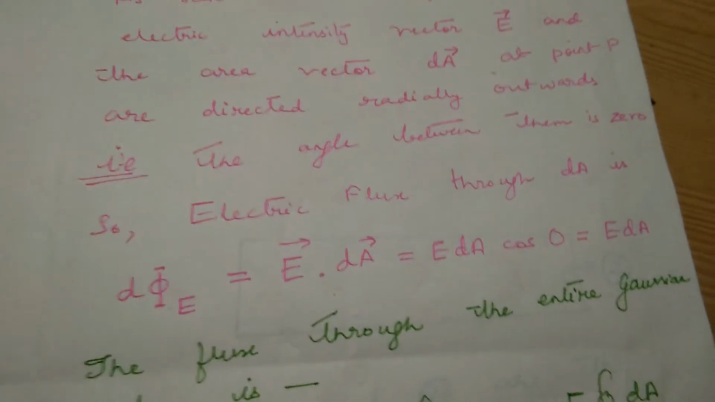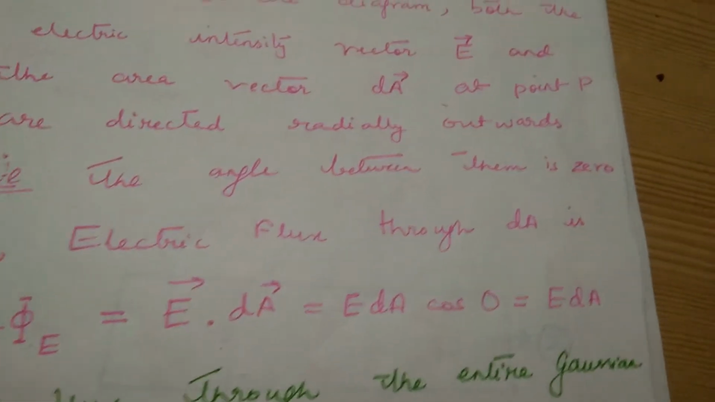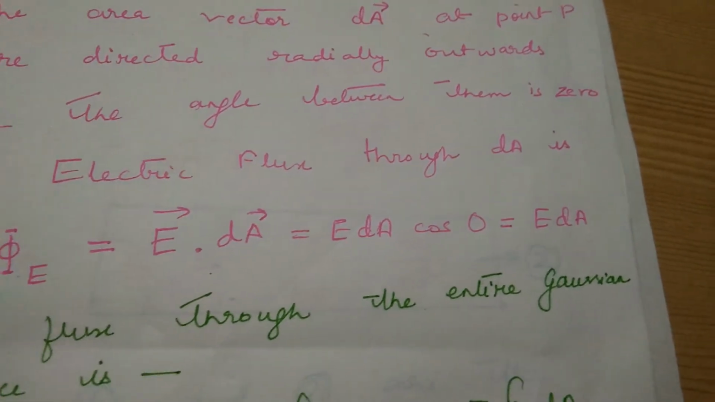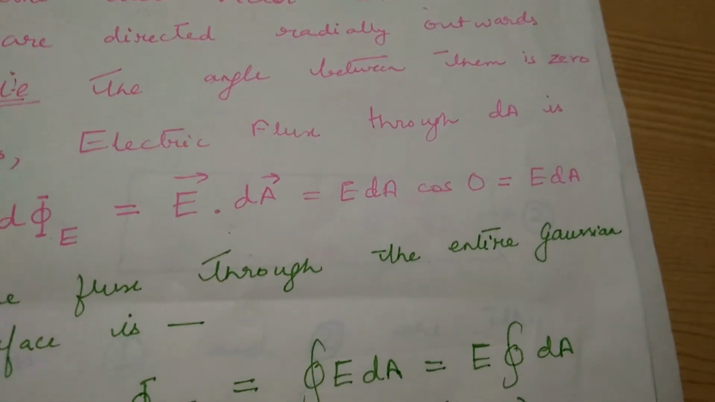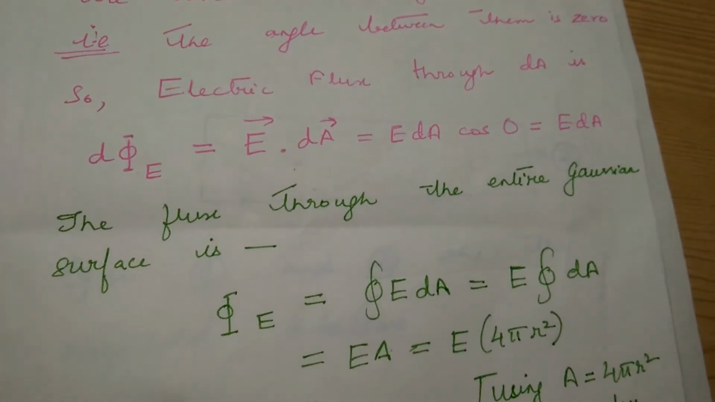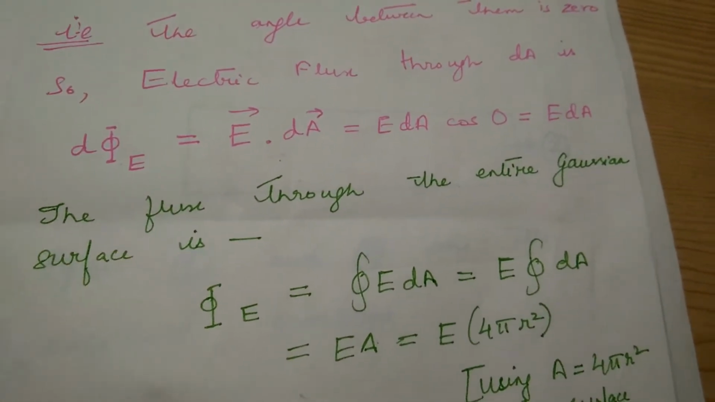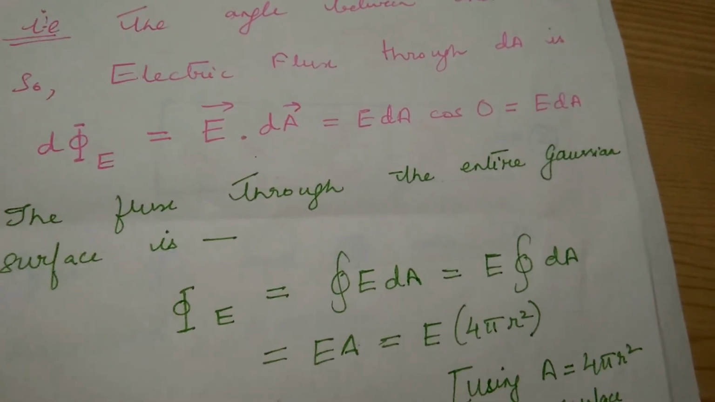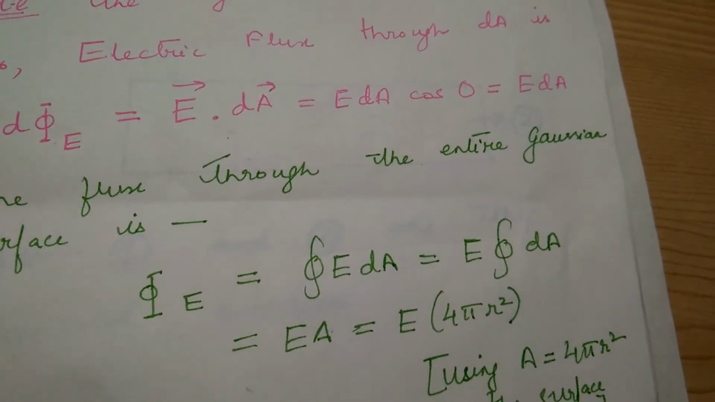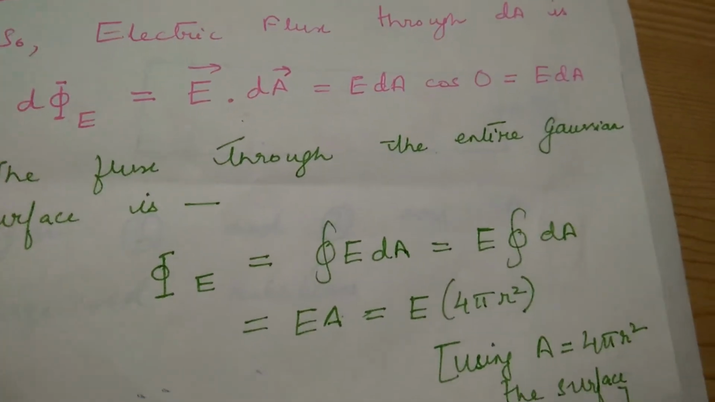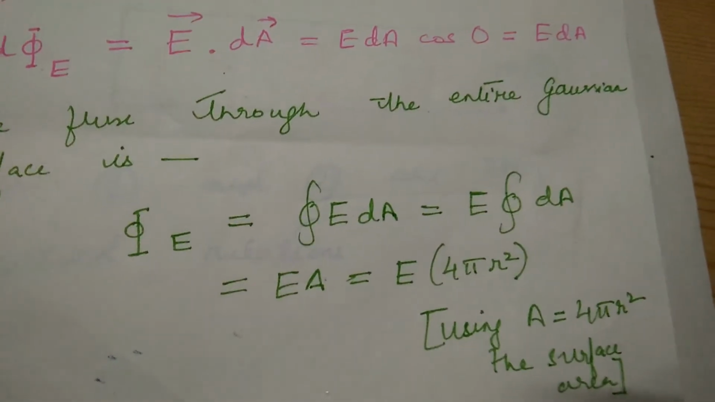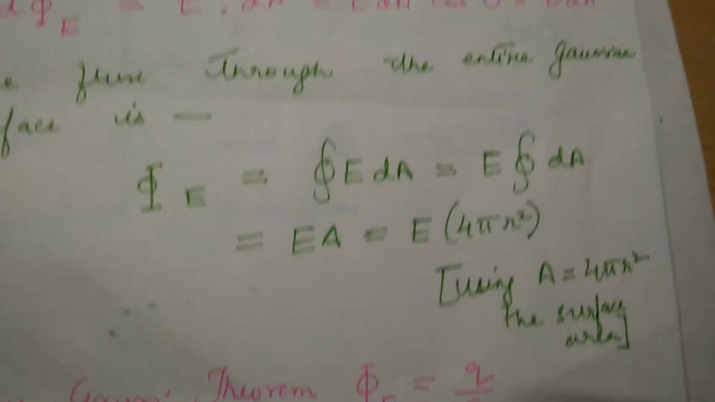So, by definition of electric flux, d phi E is equal to E dot dA. So, E dA cos theta, that is cos 0. So, E dA. Now, you are familiar with the next step. We just have to integrate. So, total flux through the entire Gaussian surface, phi E is equal to the integral of E dA. E is constant here, so we integrate dA, and that gives us A, the area. Now, what is the area? The formula for area is 4 pi r square.